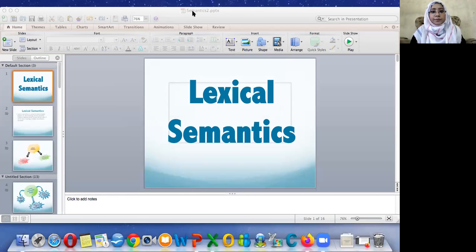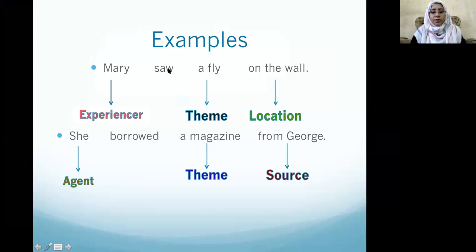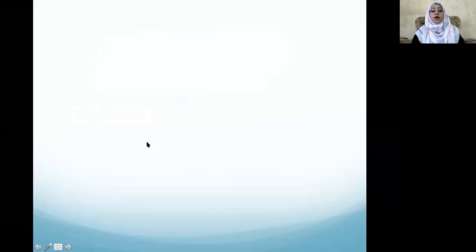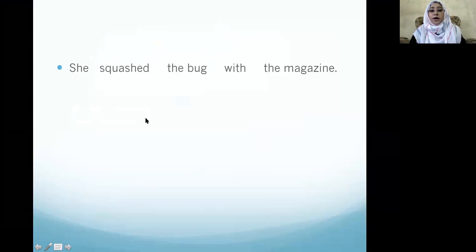Oh my God. I'm sorry. Okay. What did she borrow? She borrowed a magazine from George. So she is agent, and magazine is theme, and from George will be source. This is the problem in technology. You cannot trust technology all the time. Sometimes my mouse stops working, sometimes the network stops working.